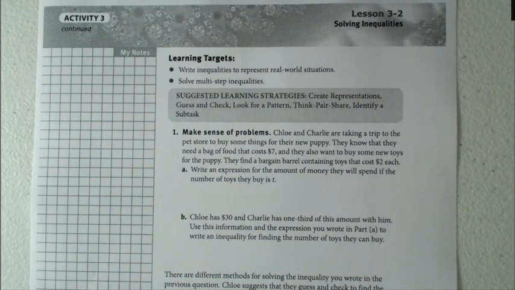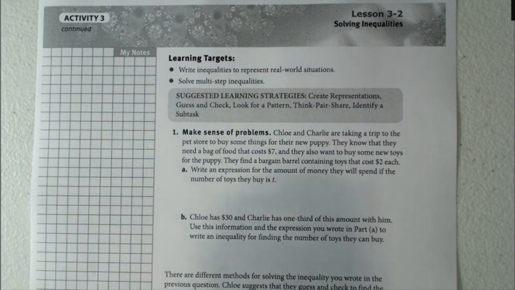Chloe and Charlie are taking a trip to the pet store to buy some things for their new puppy. They know that they need a bag of dog food that costs $7, and they also want to buy some new toys for the puppy. They find a bargain barrel containing toys that cost $2 each. Write an expression for the amount of money they will spend if the number of toys they buy is T.